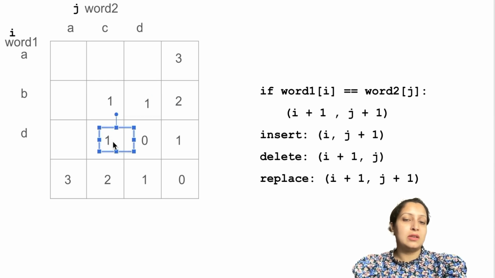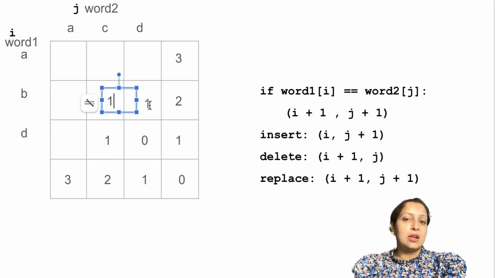Similarly, to fill out this, you check that word2[j] is C, word1[i] is D, and to compare them, you need to check for 1 plus the minimum of these 3. So the minimum of these 3 is 0, so 1 plus the minimum of these 3 would be 1 here. Now to fill out this, you take the minimum of these 3 and add 1. The minimum of these 3 is 0 again, and you add 1, so you get 1 here. And that's how you can fill out the entire array.